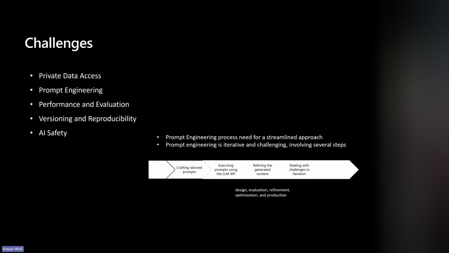And versioning, keeping track of each version of those variations and how it evolved, and comparing those different versions, is also quite challenging for people. And lastly, AI safety is a big concern for people. So these are the challenges that people normally deal with.